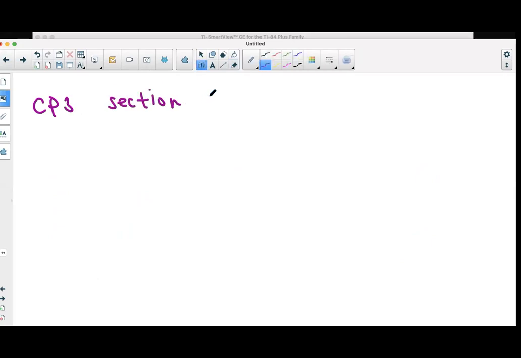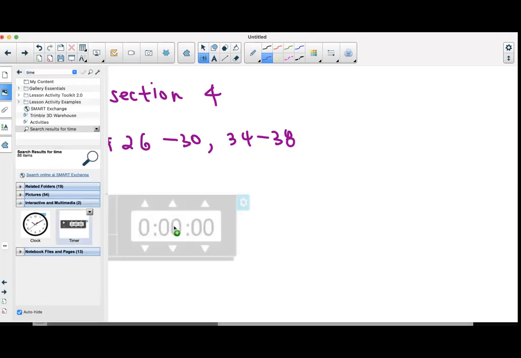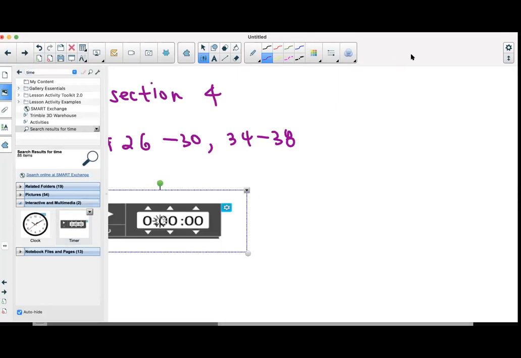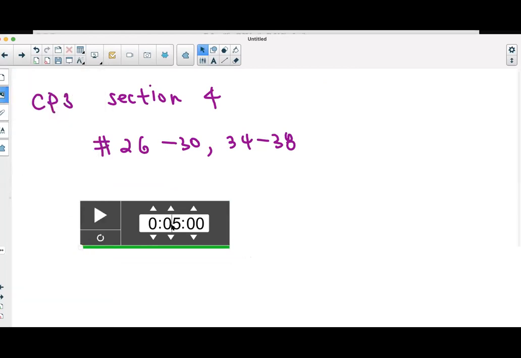Section 4, and number, I believe it's 26 to 30, and then 34 to 38. Okay, and once you guys are done, I need you to type in your answers onto the Google form. And this one I'm going to give you 20 minutes. Start now.